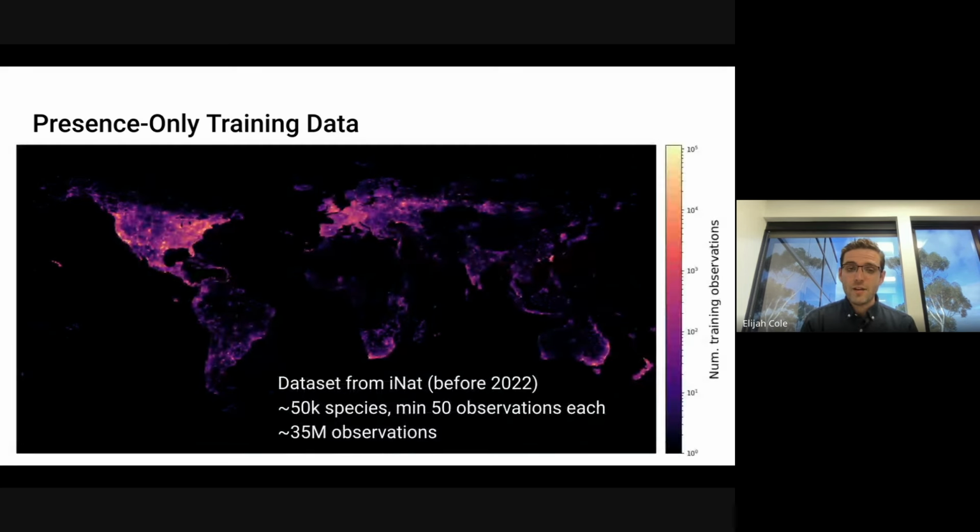And this is exactly the kind of data you get from something like iNaturalist, where people take photos of different species. That tells you where the species is present, but there's no indication of where different species are absent. And so for this paper, we took the data from iNaturalist. We took all of their observations before 2022, which is about 35 million different species observations covering 50,000 species.